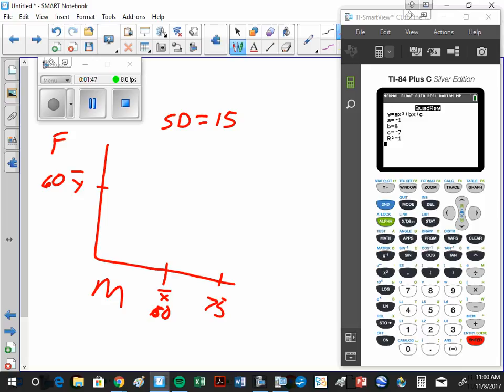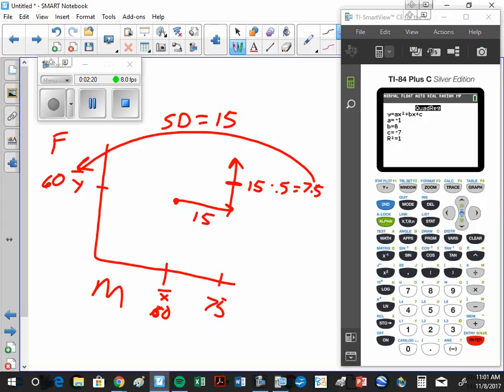Now, if there was 100% correlation, you would go 15 to the right and 15 up. So this distance from here to here is 15, and that's 1 SD. So I should go up 15, but the correlation is not 100%. You multiply this by 0.5, and I get 7.5. Basically, I cut that in half, and I add that back to the original Y bar, 67.5.